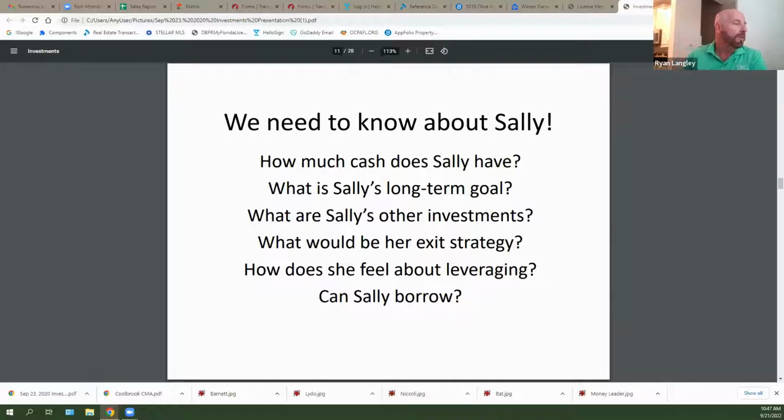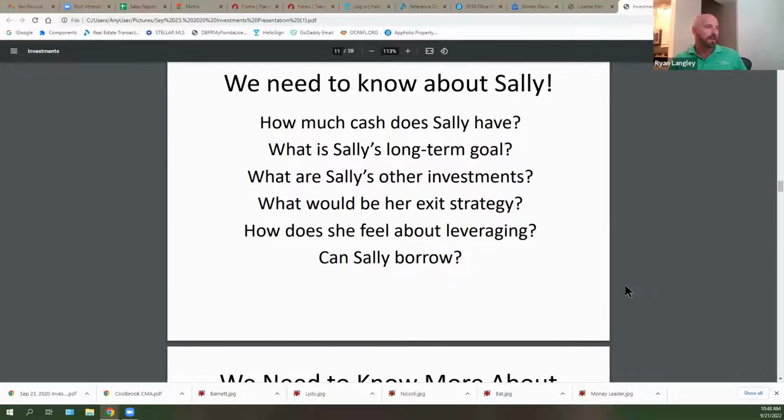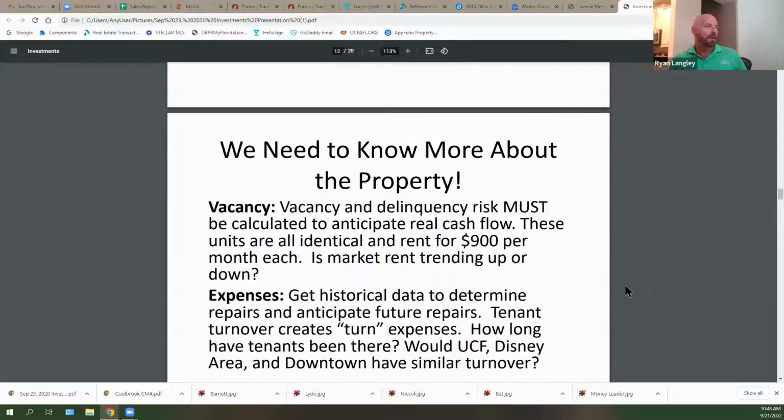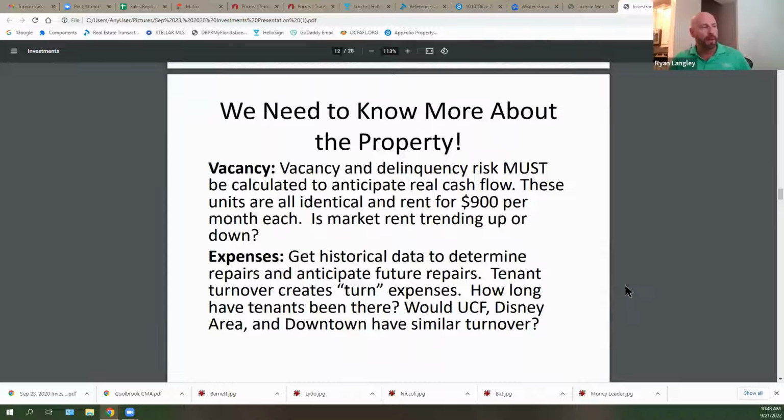All right, so let's talk about this. How much cash does she have? What's her long-term goal? What are her other investments? What would her exit strategy be? How does she feel about leveraging? Can she leverage? All right, we also need to know more about the property. What's the vacancy and delinquency? Those risks must be calculated and anticipated for real cash flow. These units are all identical and rent for $900 each per month. Is market rent trending up or down? We need to know that.